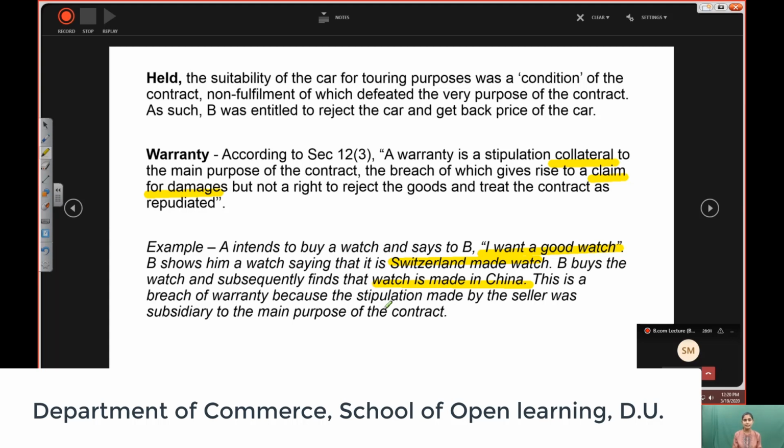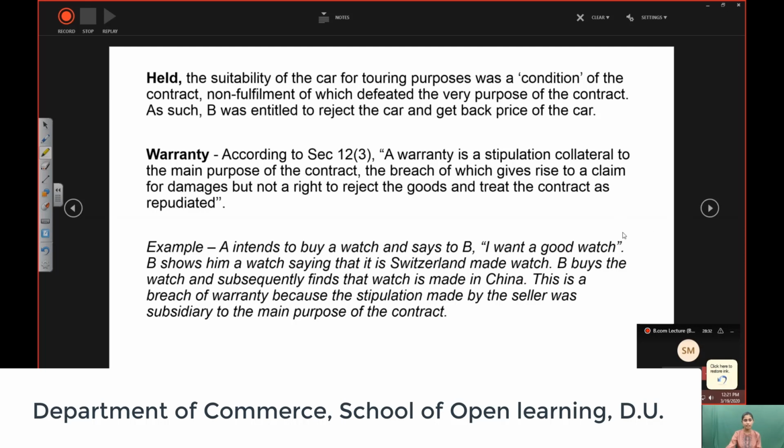So again, in warranty, there is a breach of a subsidiary condition which gives you the right to claim damages. You cannot cancel the contract because the watch that he has given you is of good quality, no matter to which country it belongs, the watch is of good quality. So in this case, there is a breach of warranty which gives you the right to claim damages. Moving ahead, I hope these two important terms, condition and warranty, are clear.